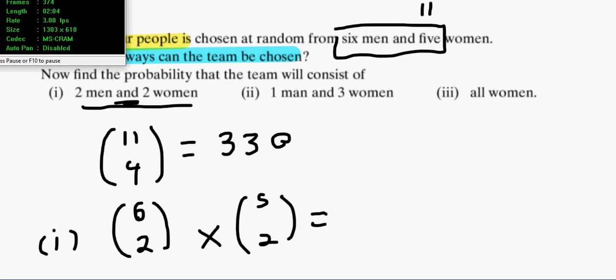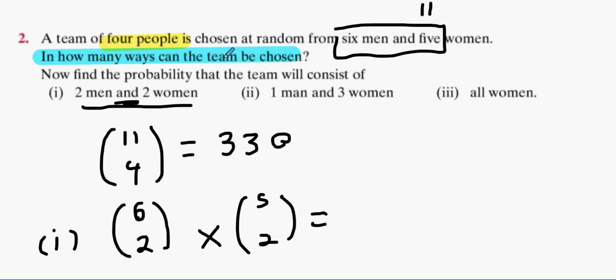Alright guys. Now 6C2 multiplied by 5C2 is 150. Hard to keep the concentration today, lads. Now, let's go for the next one.